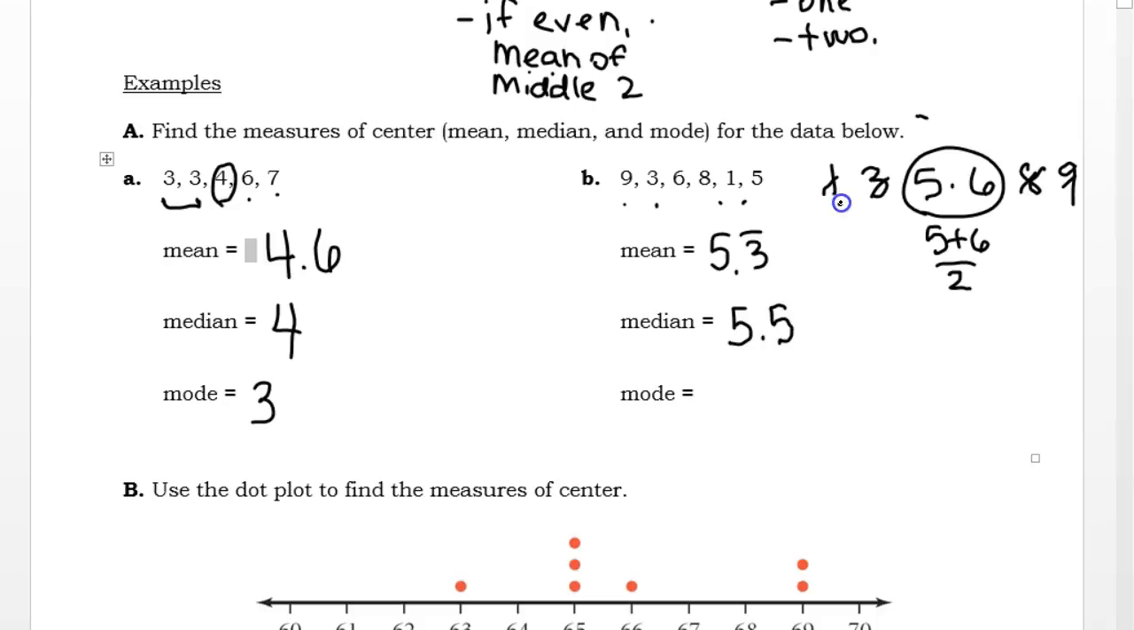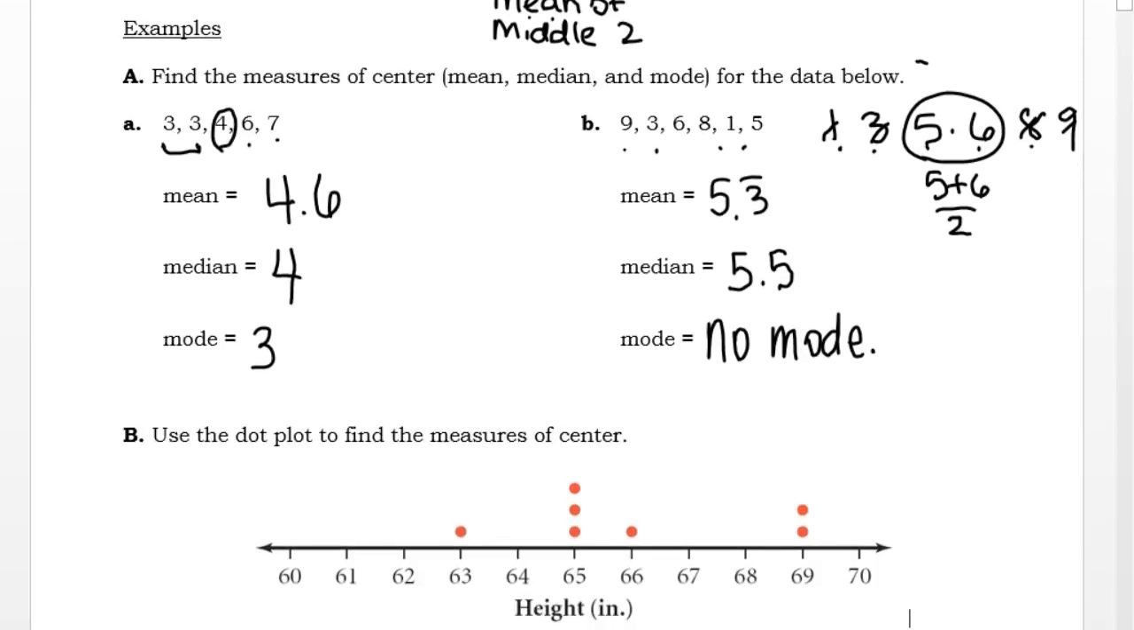Mode, I see a single of each number. I have no mode. So don't say 0 because saying 0 implies the mode is 0. Don't leave it blank because that maybe shows you don't know what the mode would be, right? None, NA, no mode, one of those.